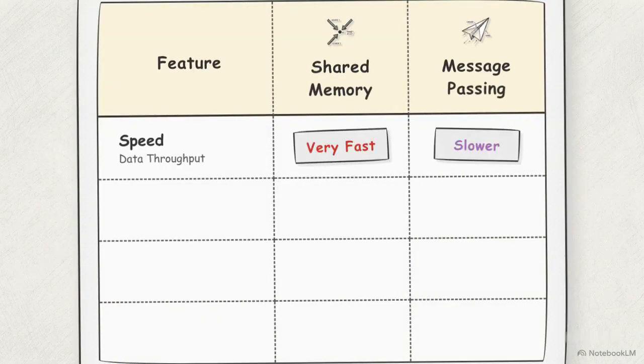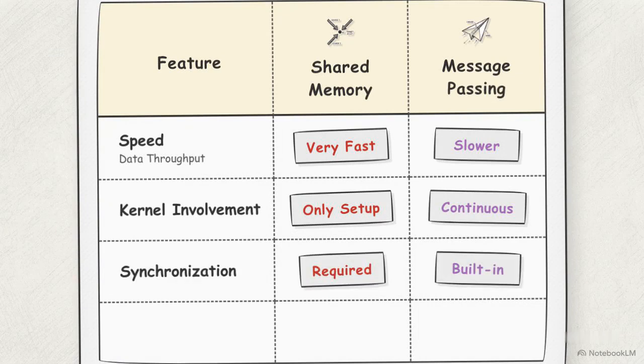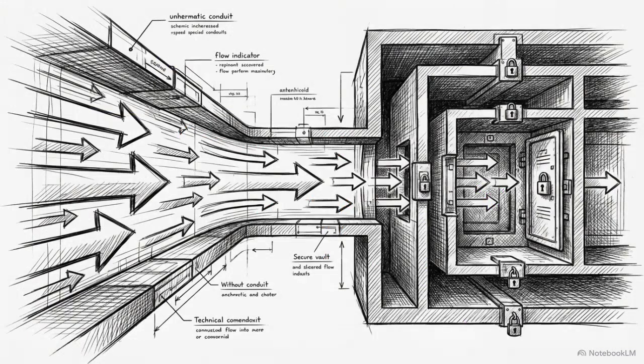This matrix maps four constraints. Shared memory operates at maximum velocity, while message passing is slower. Kernel involvement is setup only versus continuous. Synchronization requires complex manual locks in shared memory, but is built in for message passing, resulting in high versus low implementation complexity. Maximum throughput and maximum safety remain mutually exclusive engineering goals at the operating system level.